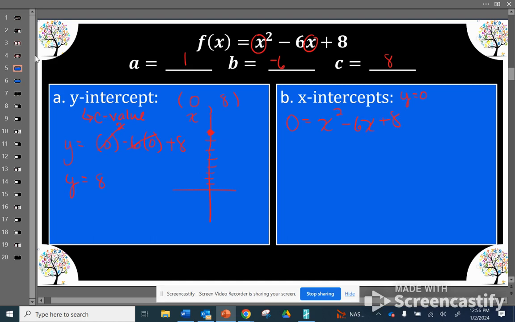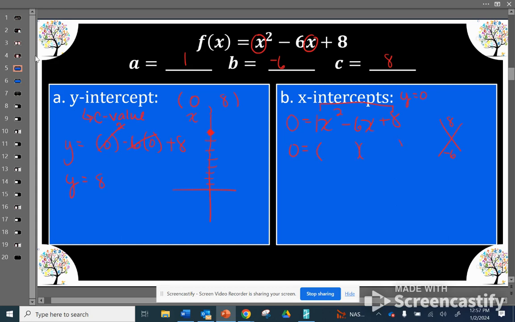And we're going to try to use factoring to solve this to get the two x-intercepts, if we indeed have two real solutions. So there's no GCF, and so A times C is 8. My B value is negative 6. So what times what is going to be 8, and then add up to negative 6?